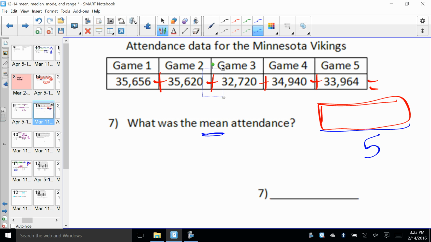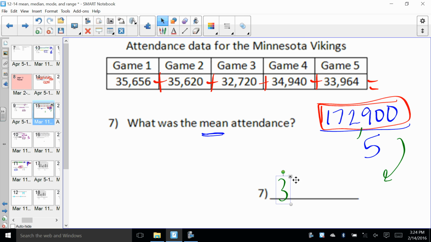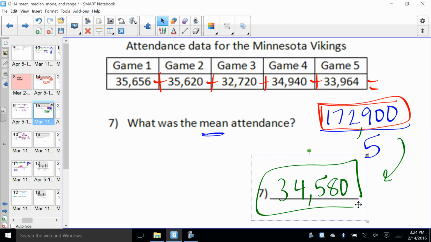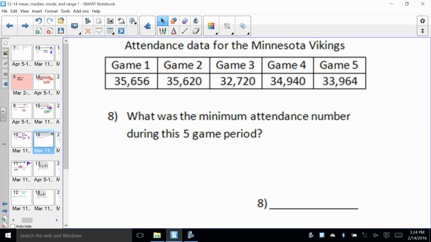Okay, so when you add those up, you should have 172,900, which is really a total of attendance in 5 games. And to find the average, we would divide by the 5 games to get the average attendance. When we do that, your average attendance should be 34,580. Okay, guys, meet me on the next box. Box number 8. Here we go.